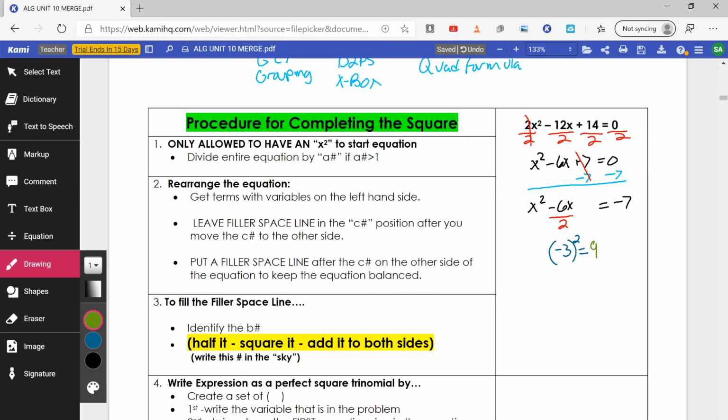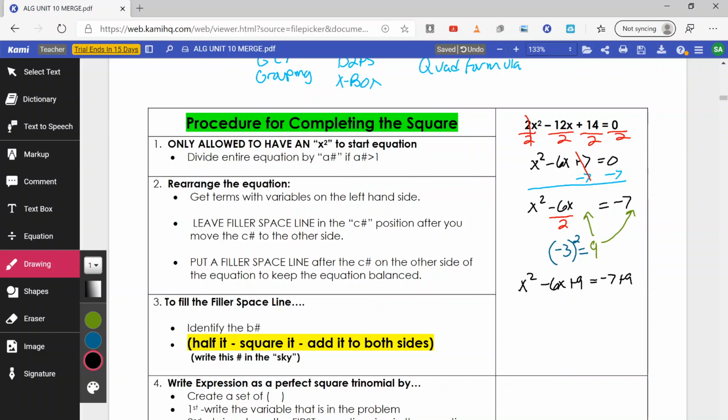Now what I will do is I have to add 9 to both sides of the equation. So here we have x squared minus 6x plus 9 equals -7 plus 9. Again, what I do to one side, I do to the other. I added 9 on the side with x squared minus 6x, so I have to add 9 to -7.